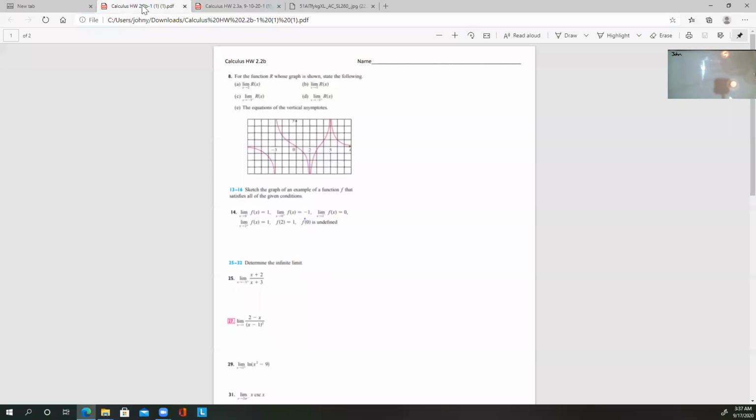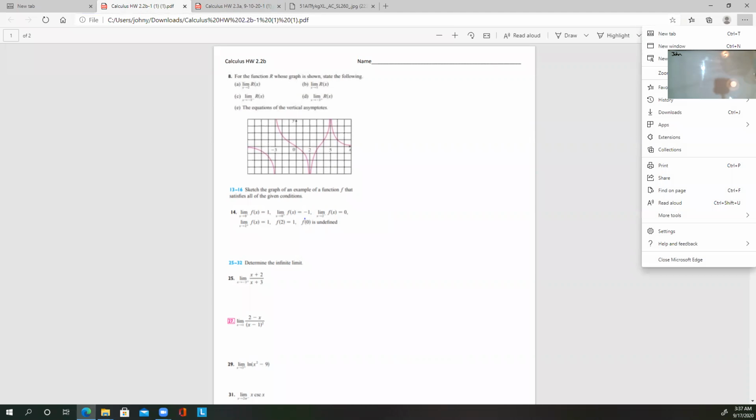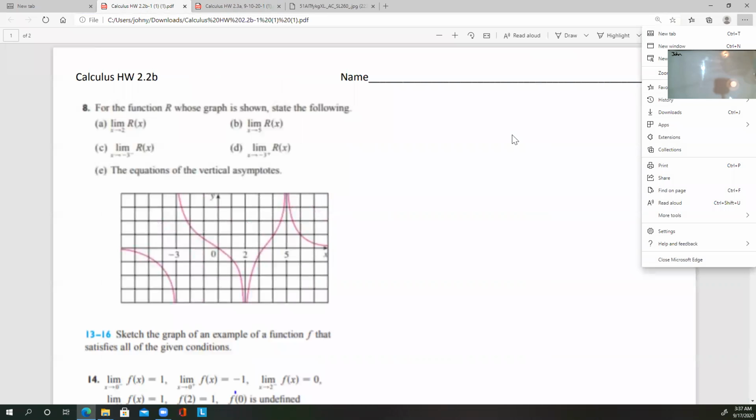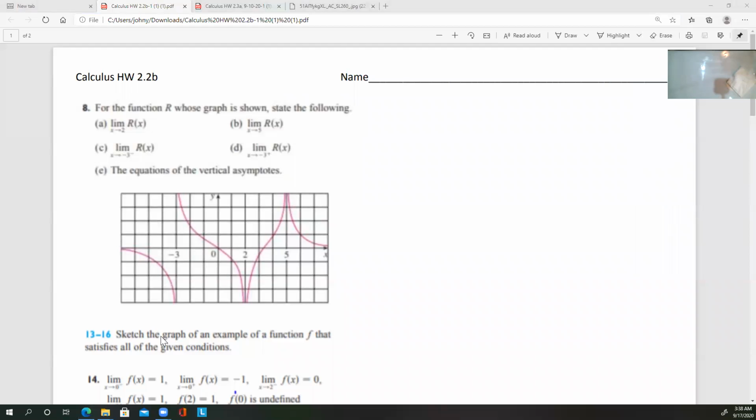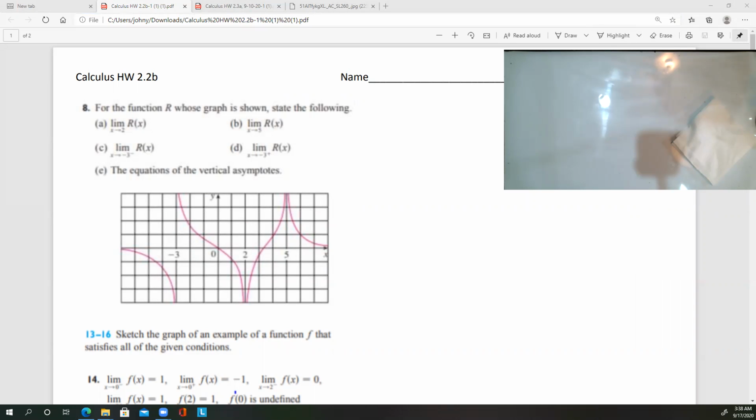So let's look at this problem right over here. I'm going to make this a little bit bigger so that you can see it. Okay, that should be good enough. For the function r, here's your function below. State the following. Now, for number 8, get rid of this. I like old school, a whiteboard. So let's look at my whiteboard a little bit. Make it as big as possible. That's the biggest you can go, okay?